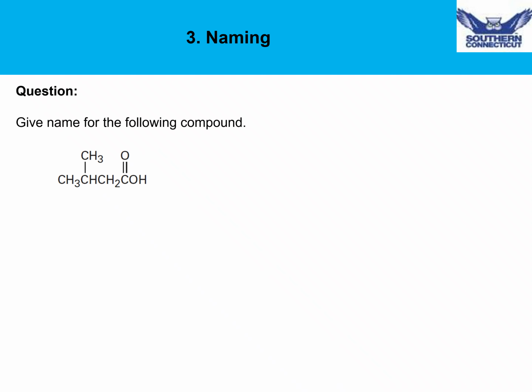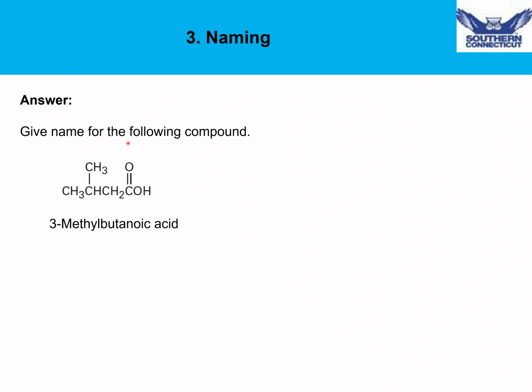In this question, we're going to try to name this compound. It has a carboxylic acid. It has 1, 2, 3, 4 carbons in the longest chain, and it has a methyl substituent. The compound has 4 carbons and a carboxylic acid, so we would name this as butanoic acid. It has a methyl group on carbon 3, so it is 3-methyl butanoic acid.